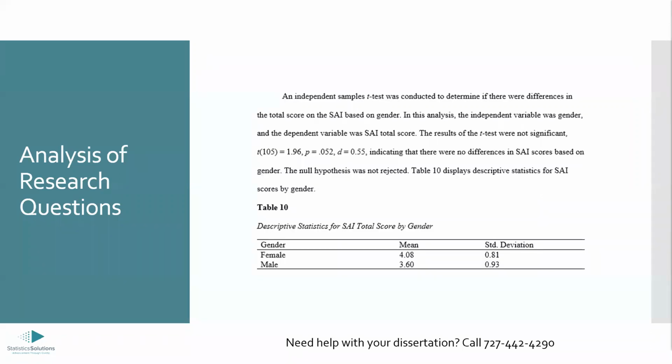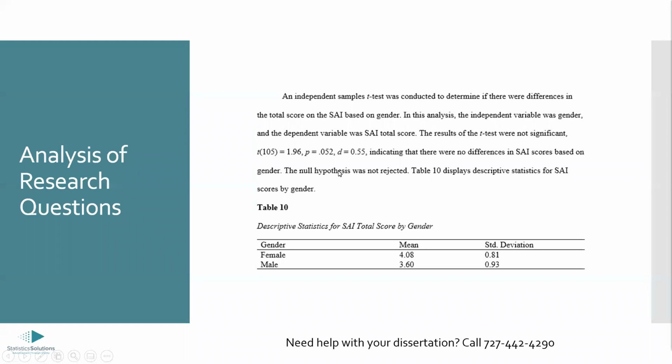So now let's take a look at some examples of how you might write up the results for some various statistical tests. Here we have an example of an independent samples t-test. So we start by stating what analysis we're conducting. We identify our variables, so we state our independent and dependent variables. And then we present the results of our t-test. So we have our t-statistic with our degrees of freedom in parentheses here, our p-value, and then our measure of effect size, Cohen's d.